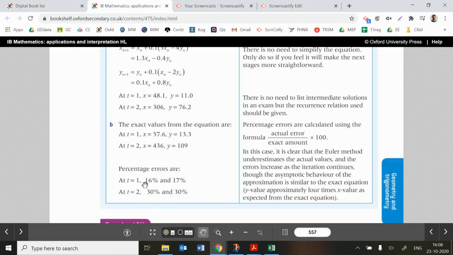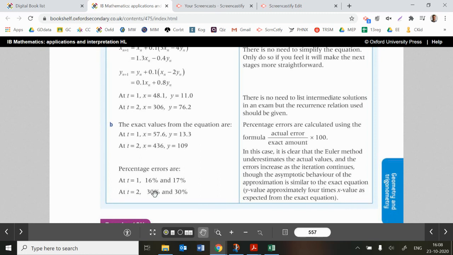You can say that the percentage error for x is going to be this 57.6, take away 48.1. So that's the actual error, and divide by the exact amount. So divided by the 56.0. We can obviously take the magnitude of that, so we don't need any negative answers there. And obviously times by 100, that gives you your x error and your y error. And of course, we can do that for t is 2 there as well.